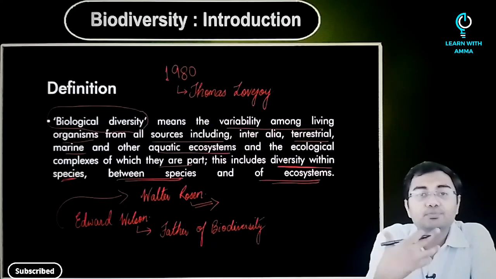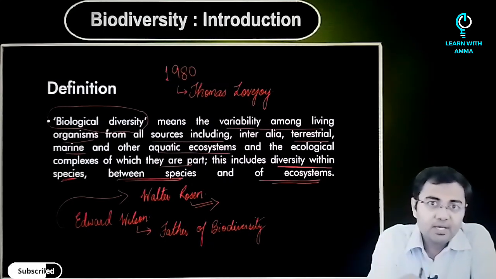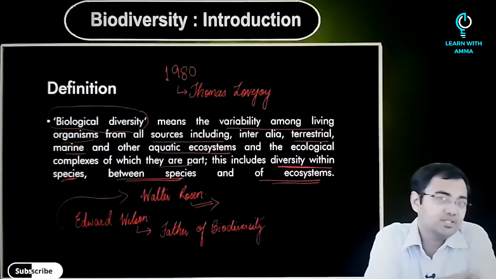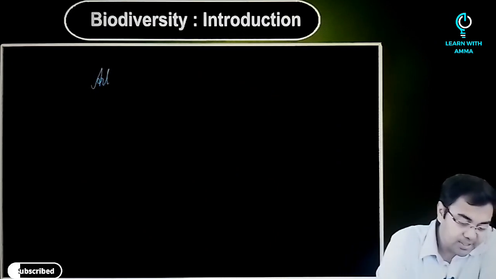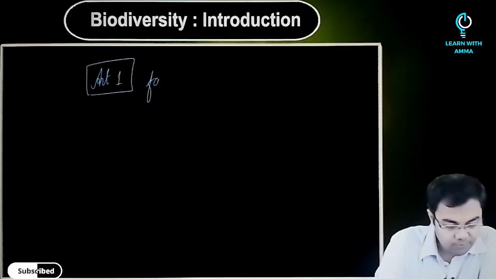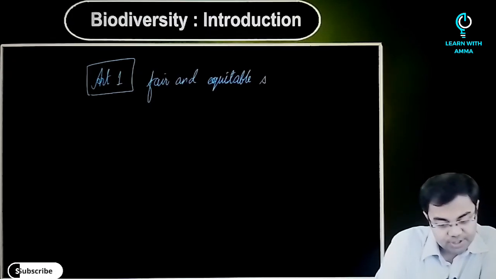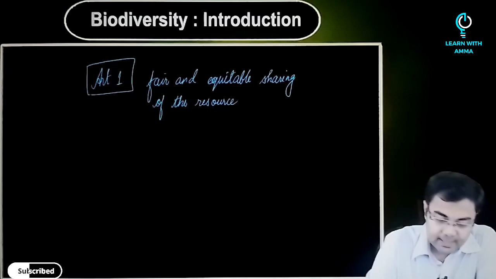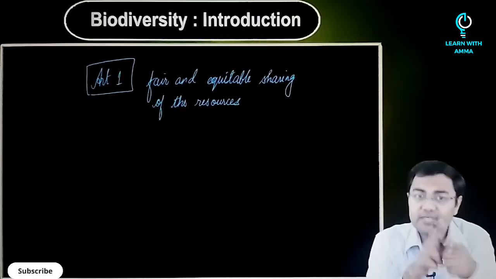Because when it comes to the convention and the objectives that were defined in the convention, they have some things written there that do not make the scientists and the ecologists very happy. For example, Article 1 of the convention basically talks about fair and equitable sharing of the resources that are coming out of the biodiversity of the earth. Now, when we talk about fair and equitable sharing, this is where there is a problem.